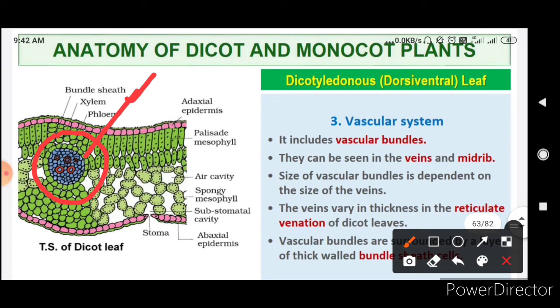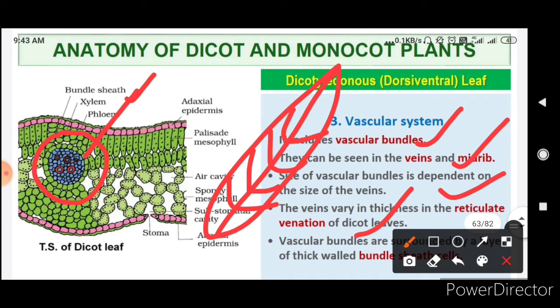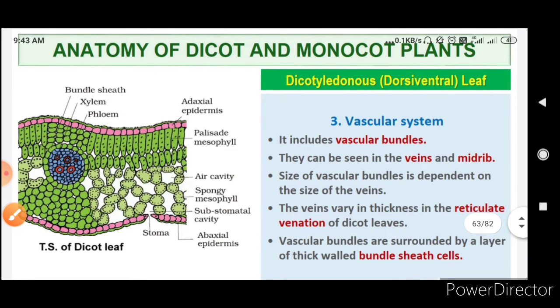So when we talk about the vascular system, it includes vascular bundles, veins and midrib. In veins and midrib, the size of the vascular bundle is dependent on the size of the veins. The veins vary in thickness in the reticulate venation, as we already know that the middle vein will be the largest and then small veinlets will arise like this. So this is the midrib, and these are the veinlets. Vascular bundles are surrounded by a layer of thick walled bundle sheath cells.